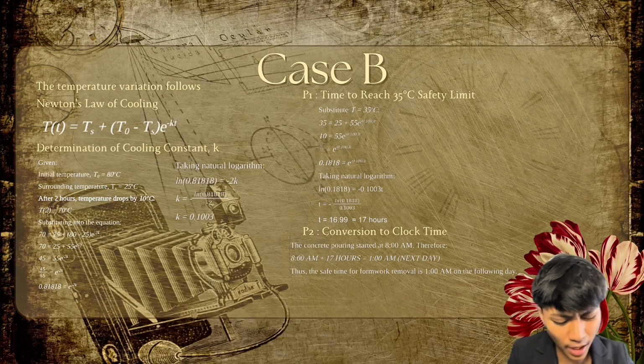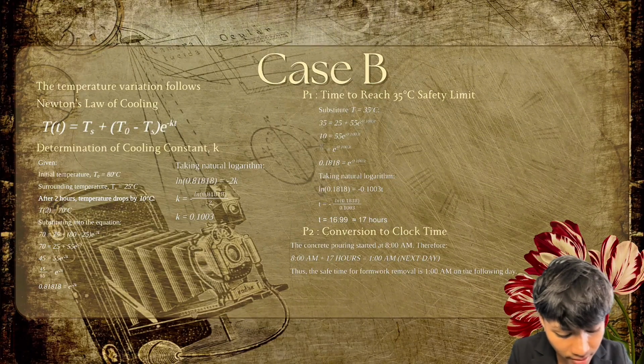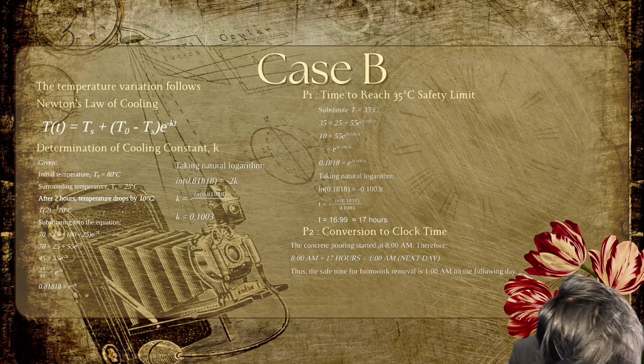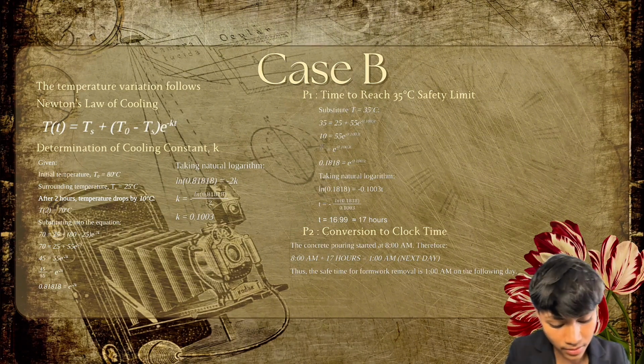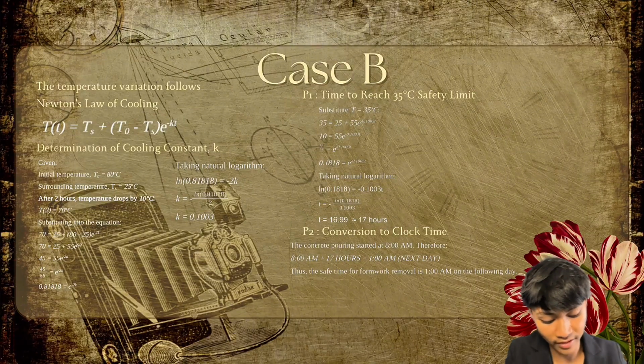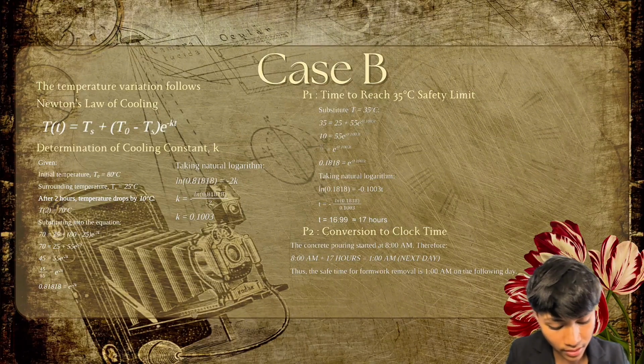Our first problem is the time to reach the 35 Celsius safety limit. So substituting T equals 35 Celsius, 35 equals 25 plus 55 e to the power negative 0.003t. After substituting, we put on the natural logarithm and end up with t equals 60.99 or roughly 17 hours. With that in mind, we can move on to the second problem.